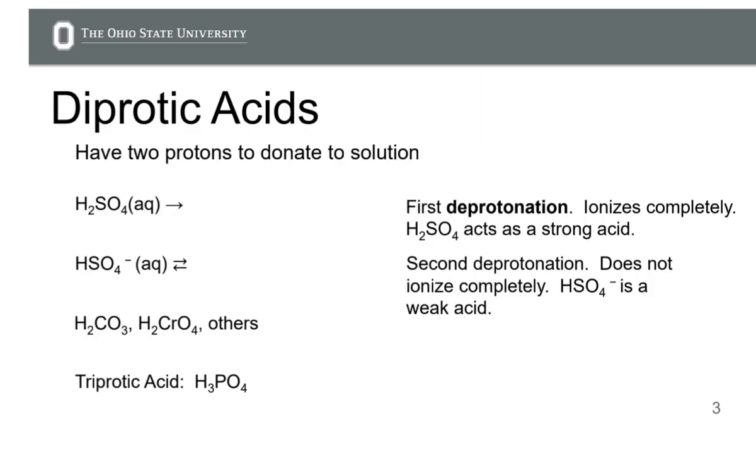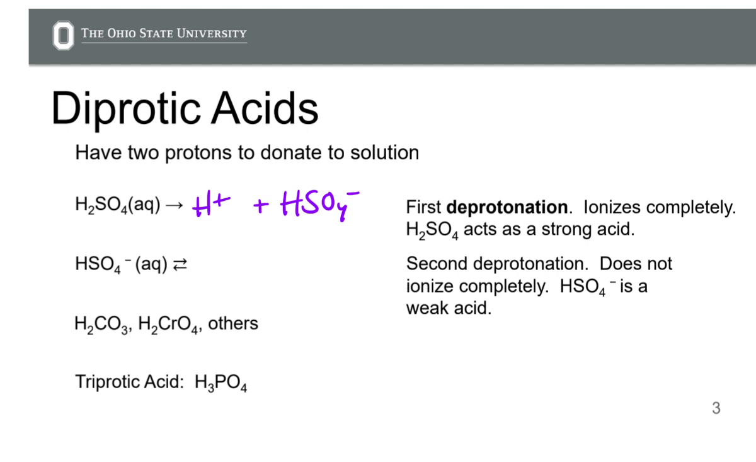We do need to talk briefly about diprotic acids. So diprotic acids have 2 protons which can dissociate in aqueous solution. You've seen one of them, sulfuric acid, H2SO4. We list H2SO4 as a strong acid, and the first deprotonation is strong. So if we put H2SO4 in solution, it completely dissociates to form H plus and HSO4 minus. So that occurs completely.